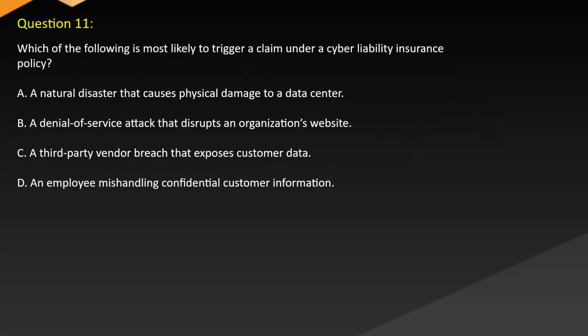Question 11. Which of the following is most likely to trigger a claim under a cyber liability insurance policy? A. A natural disaster that causes physical damage to a data center. B. A denial of service attack that disrupts an organization's website. C. A third-party vendor breach that exposes customer data. D. An employee mishandling confidential customer information.